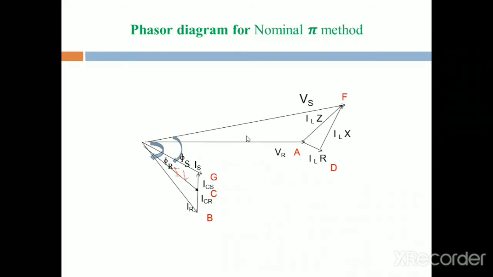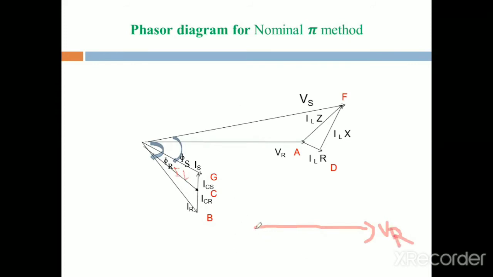This is the phasor diagram for the nominal pi method. It is also called the split condenser method. Again, I will explain one phasor diagram. First, we are taking the VR as the reference.